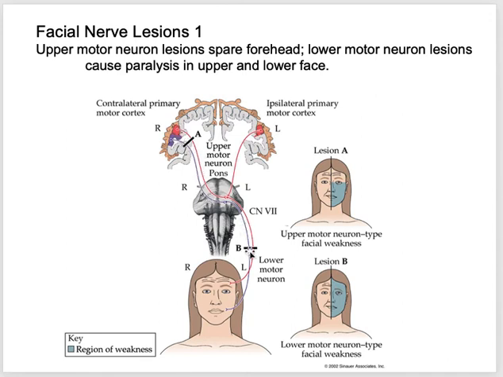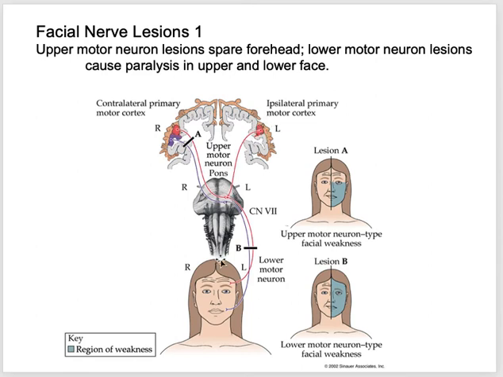So the person is going to lose the muscles of facial expression in the lower half of the face, but the upper half of the face will still be intact. You can see lesion A, because the fibers which are controlling the muscles of facial expression, or the forehead muscles, are getting innervation from both sides of the brain. So when they lose the innervation coming from the right side of the brain, they still have the innervation coming from the left side of the brain.